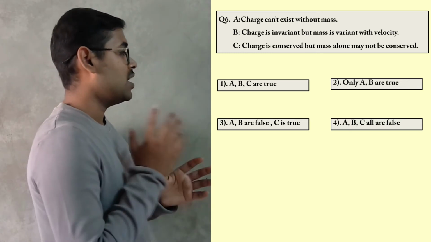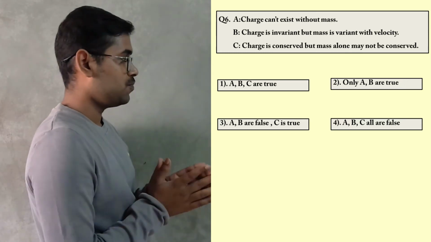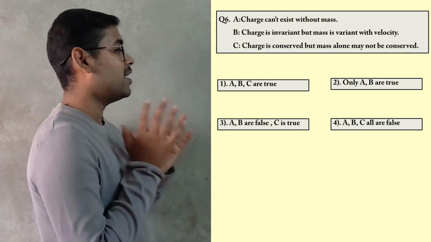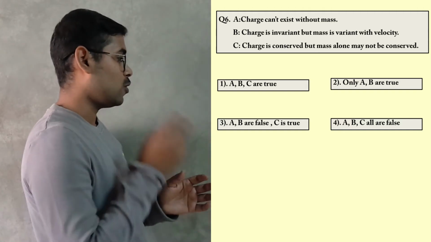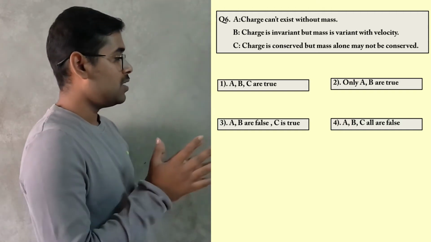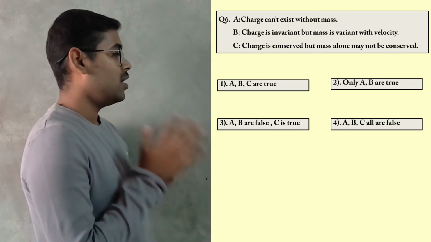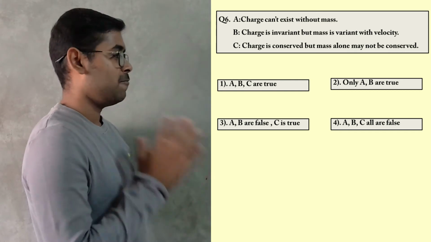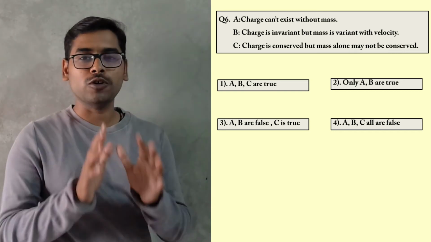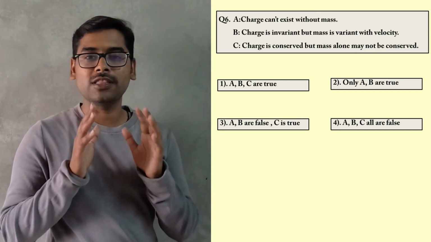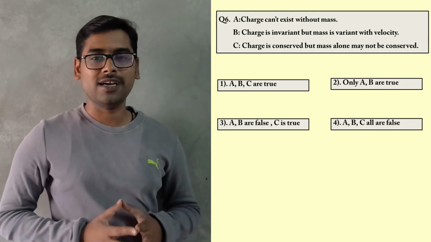Option number 1, A, B and C are true. Option number 2, only A and B are true. Option number 3, A, B are false, only C is true. Option number 4, A, B and C all are false. Guys, again first pause the video and write your answers down in the comment section before watching the answer.